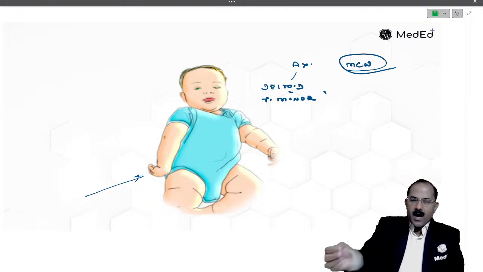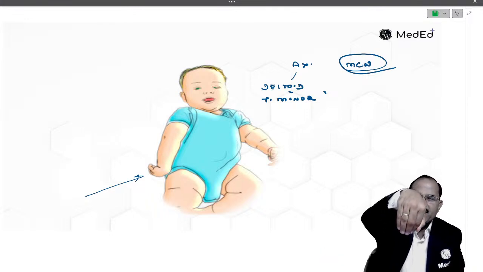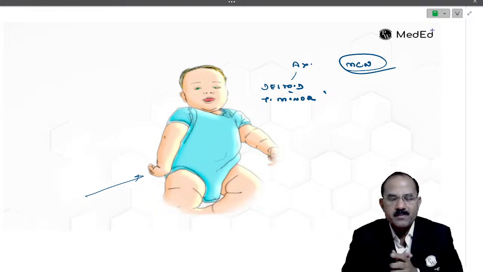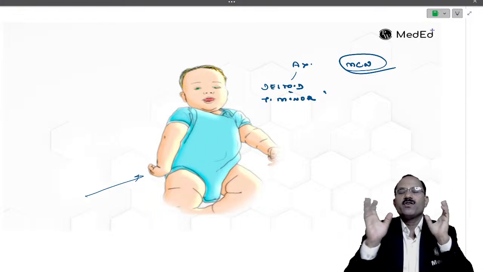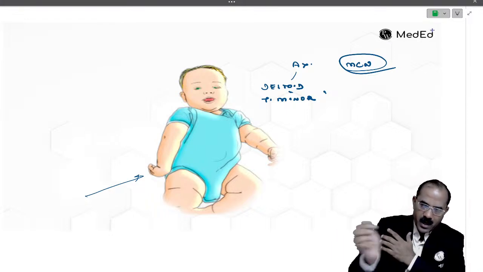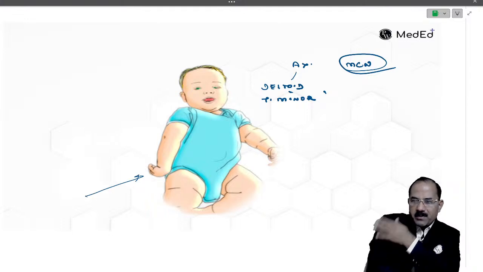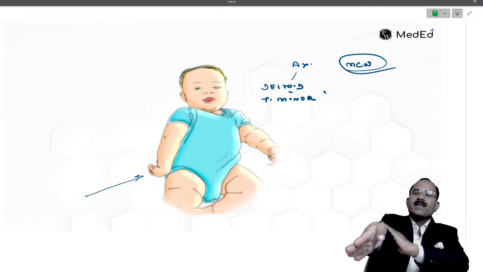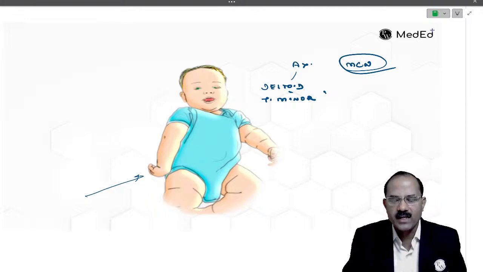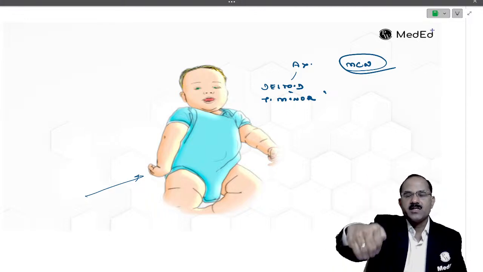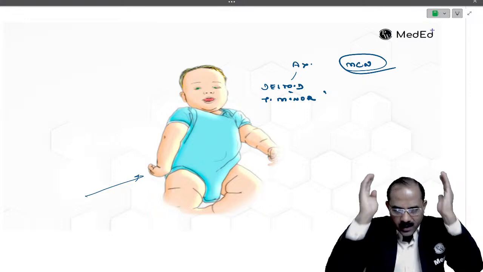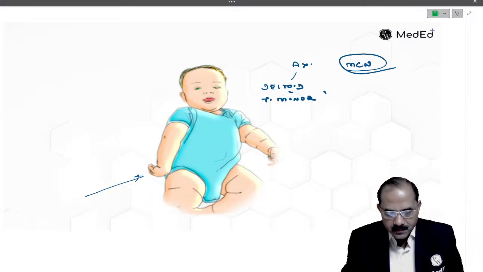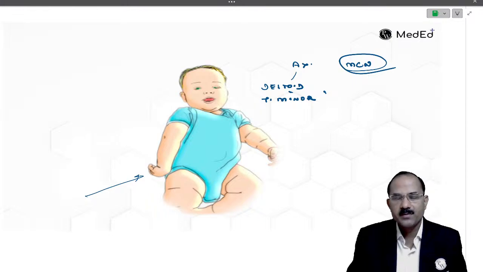When the arm and forearm are like this, the fingers become like this, and this is what we call policeman's tip hand. So how is the position of the arm? The arm is adducted, the arm is medially rotated, plus regimental badge sign. The forearm is extended, the forearm is pronated, and there's a loss of sensations on the lateral aspect, with policeman's tip hand. This is Erb's paralysis. Clear, are you able to follow this?